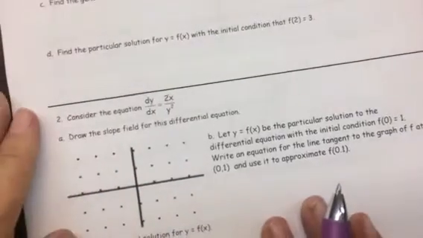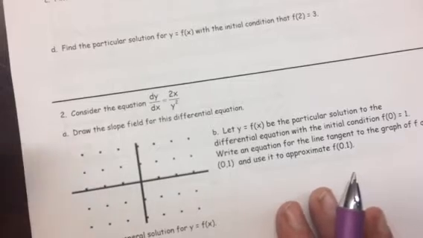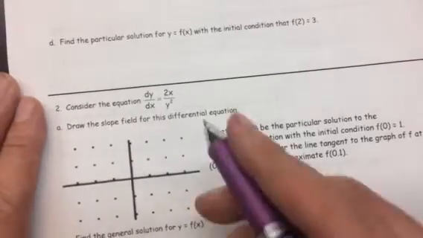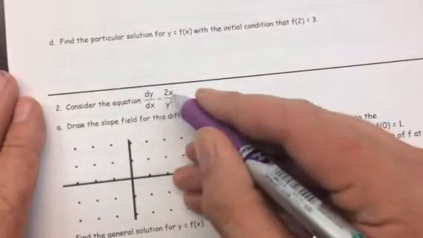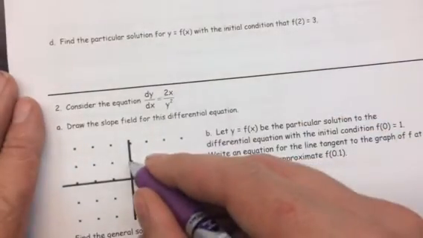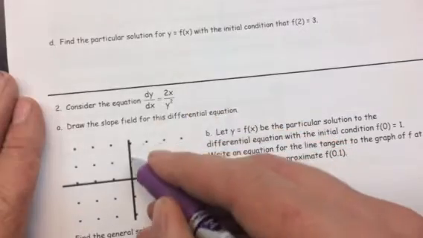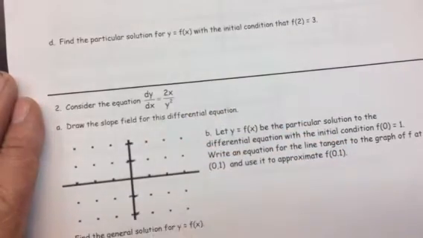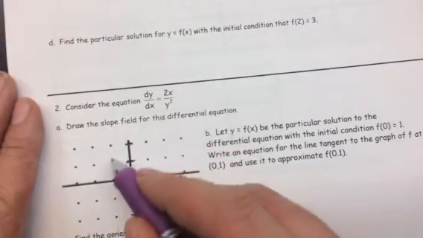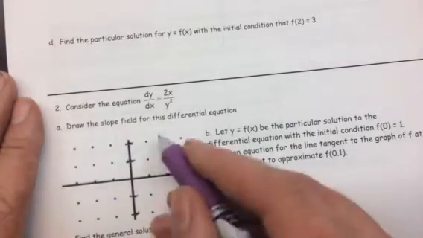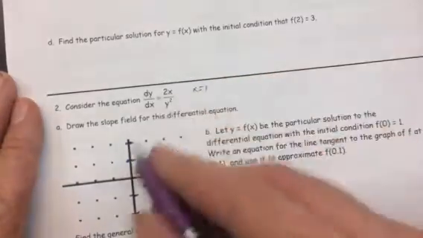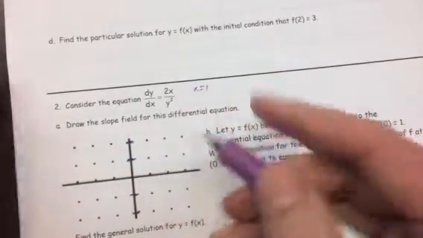When you're drawing a slope field, you're just graphing what the actual function is by graphing the slopes of that function. So when x is 0, as long as y is not equal to 0, 0 divided by anything is 0. So we're going to have slopes that are horizontal lines. I'm going to draw those in. Whatever the function is, the solution will have a horizontal tangent line there.